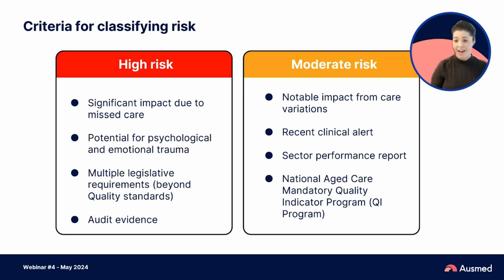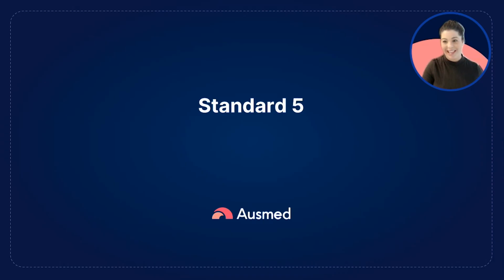I do want to highlight that there are many clinical items from Standard 5 and also Standard 6 that we've actually classified as being high and moderate risk. And that's where we've got a significant impact of harm combined with a sector performance report mention, and it's either also a quality indicator. So there are some big ones coming up, which we'll go through right now.